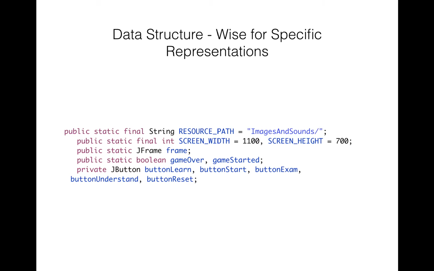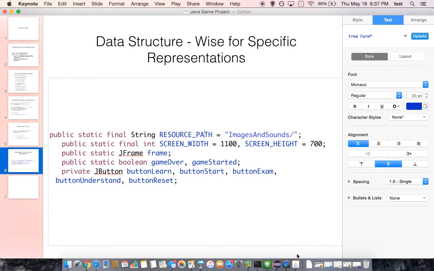Showing easy ways to name variables was in the JButtons at the bottom. I named them like buttonLearn, buttonStart, and if it was called buttonLearn, that means it's the button on the learn panel. I hope this video helped you further understand my game.